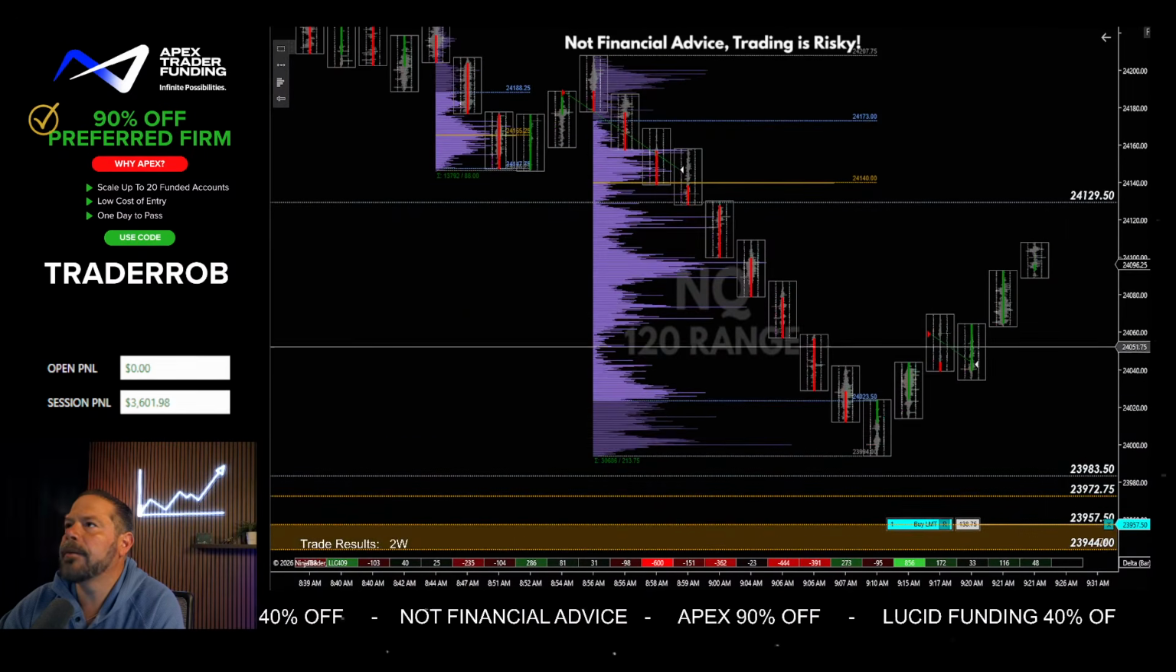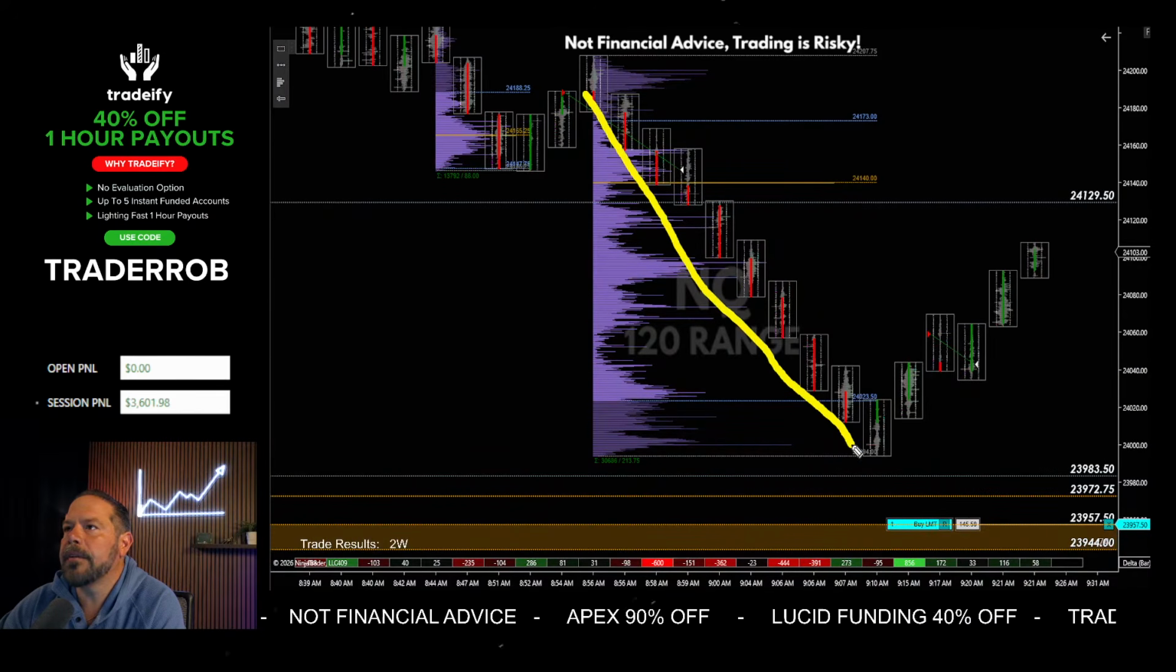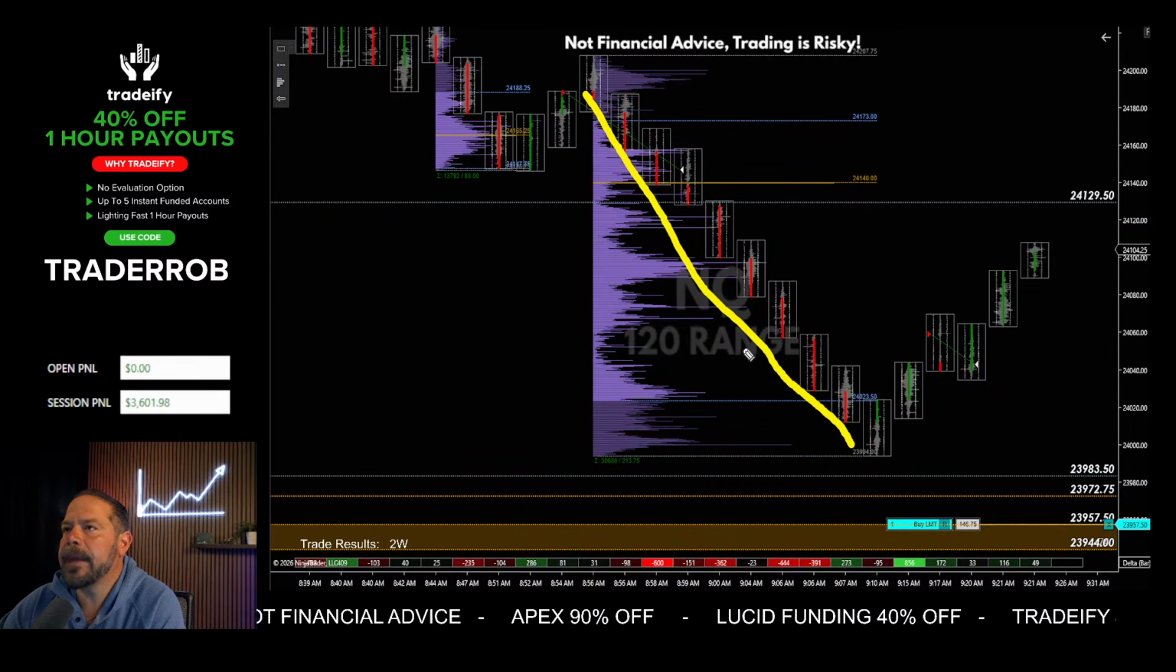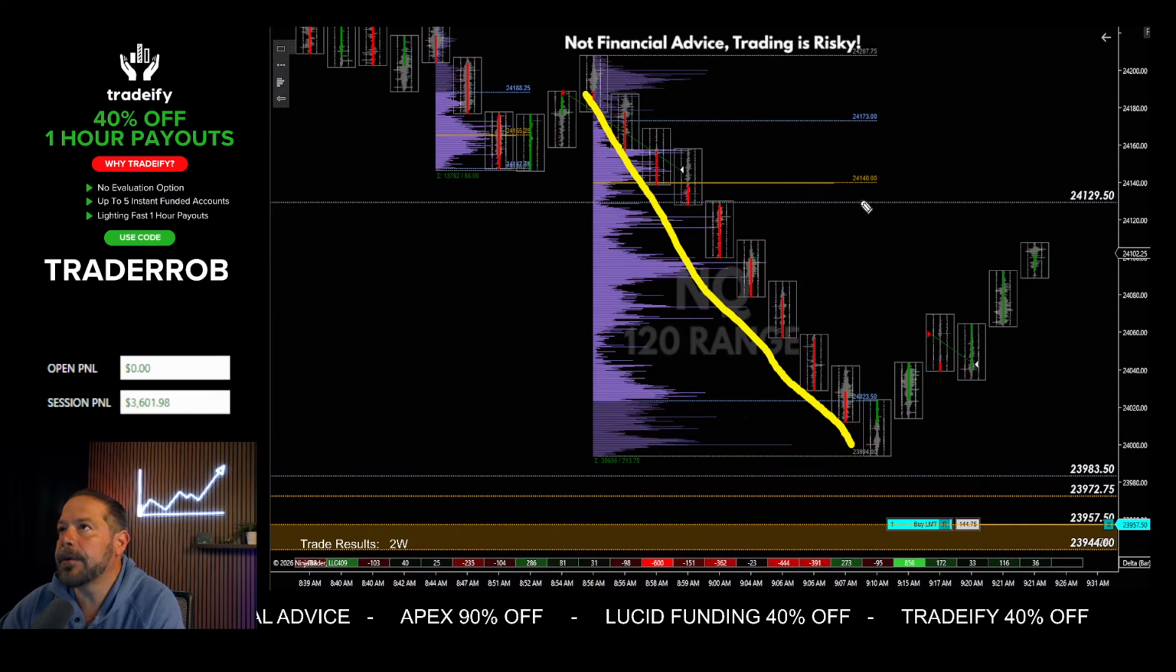Again, here, the premise of the strategy is very simple. This was your leg to the downside. Now, this doesn't fit my rules exactly because this is a bigger leg, so it's going to have a bigger trade, but I do like the risk to reward here.